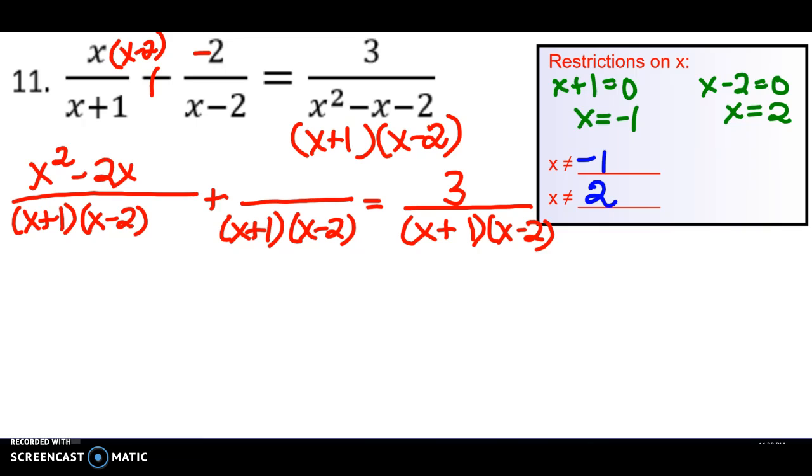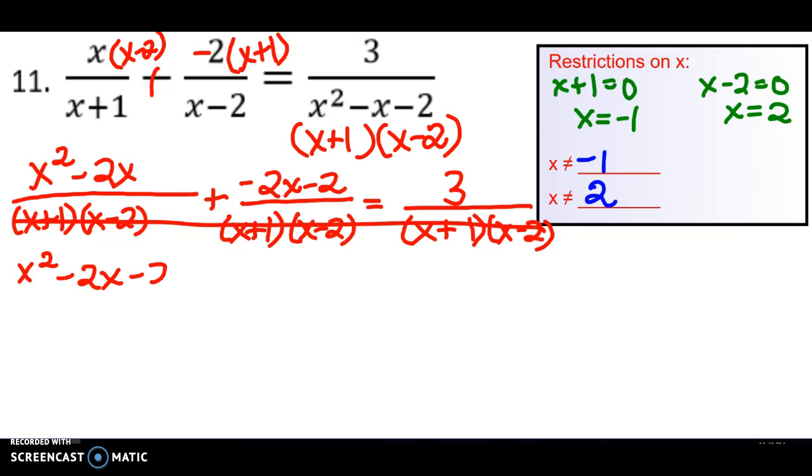And then our second fraction, the one with x minus 2 in the denominator, that one's going to have to be multiplied by x plus 1. So we get a negative 2x minus 2. Okay, my favorite part, we can cross out our denominator. We no longer need it. And write down what we have left in the numerator. x squared minus 2x minus 2x minus 2 equals 3.